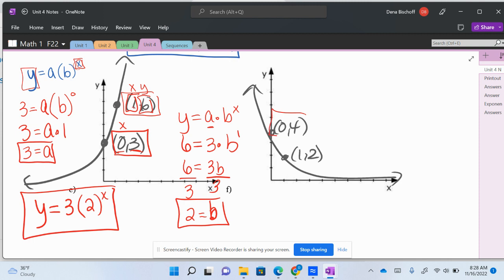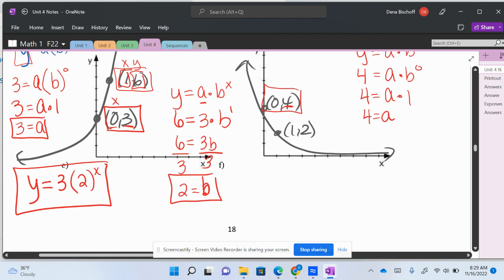So let's find the initial value first. Let's find a. Remember that I'm going to use y equals a times b to the power of x, but I'm going to let y equal 4, and I'm going to let x equal 0. And I do that because b to the 0 power is 1. Anything to the 0 power is 1. So that gives me 4 equals a times 1, which means 4 equals a. Is that making sense? You always want to use the y-intercept point first, okay?